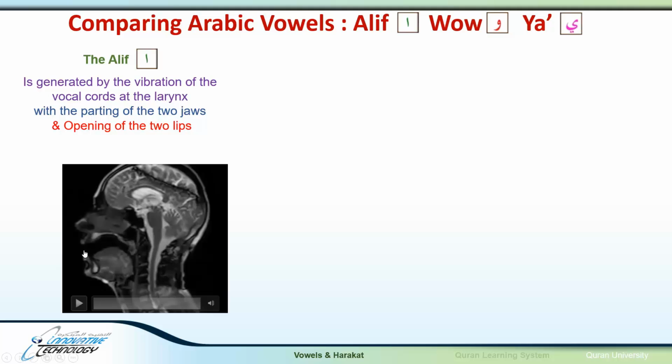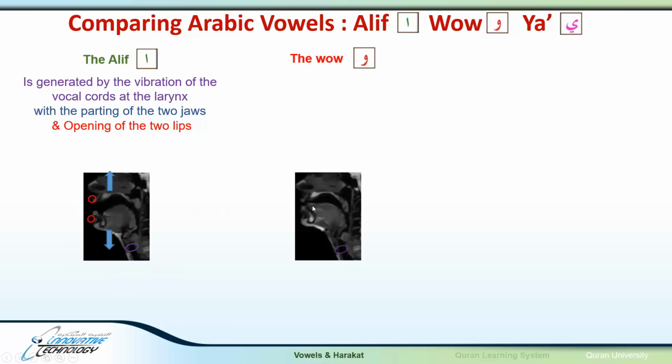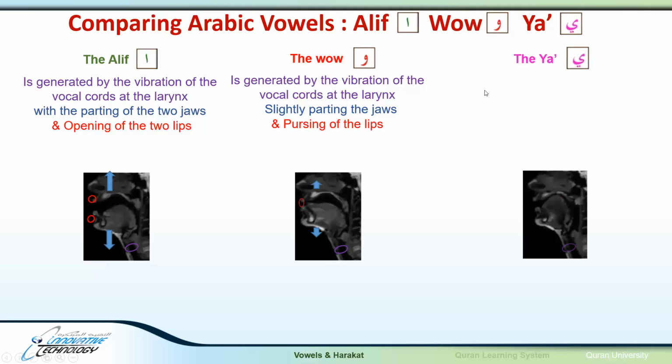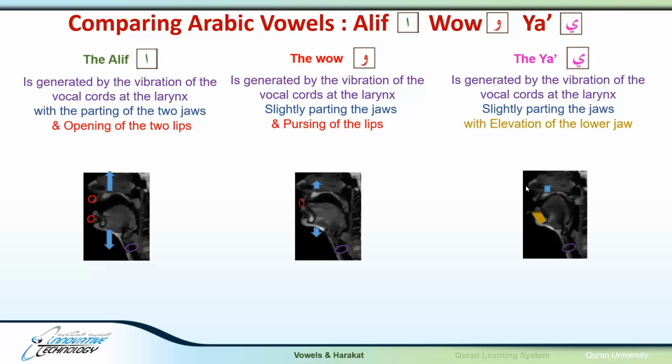Opening of the mouth, opening of the lips, parting of the two jaws. Now the waw, on the other hand, is also generated by vibration at the larynx and slight parting of the jaws, but the main thing is pursing of the lips. Now the ya, same thing: vibration at the vocal cords at the larynx, slight parting of the jaws, but the most important reason for producing the ya is elevation of the lower jaw.